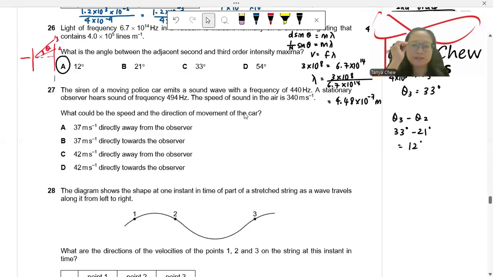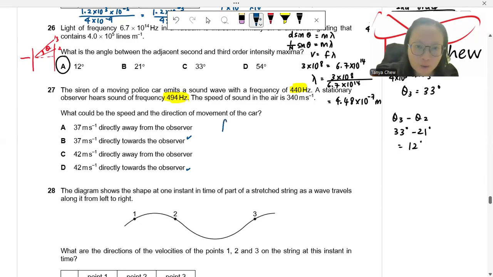Number 27. The siren of a moving police car emits a sound wave with frequency 440 Hertz. A stationary observer hears sound of frequency 494 Hertz. The speed of sound in air is 340 meters per second. What could be the speed and the direction of movement of the car? Since the frequency heard by the observer is larger than the frequency of the police car itself, I say the police car is coming towards the observer. So cancel A and C. Just lock your answer to B and D.